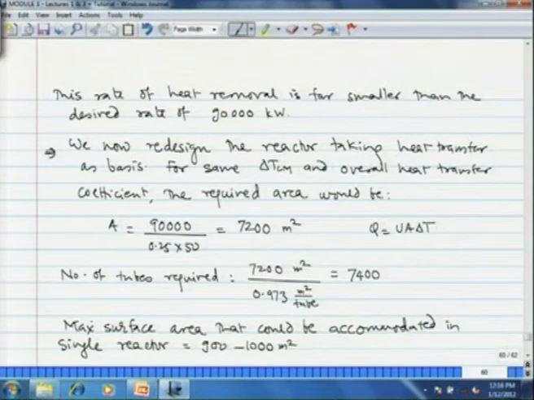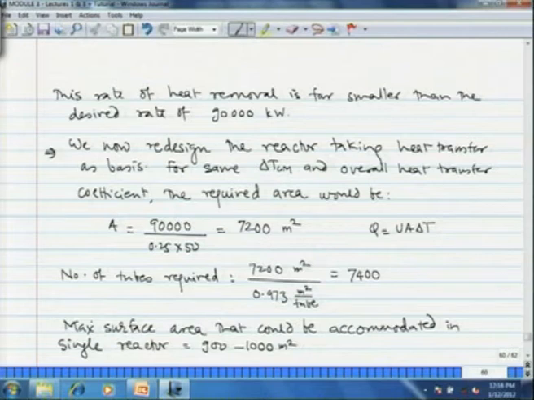Now, we have a limitation that the maximum surface area that can be accommodated in a single shell and tube heat exchanger of reasonable dimensions is about 900 to 1000 meters square. We take the lower limit, 900 meters square. Therefore, to have 7,200 meters square total area, we need 8 reactors in parallel. Okay. So, that is about the design. We have a floating head, tubes of 2-inch diameter, tube length 20 feet, and 8 reactors.